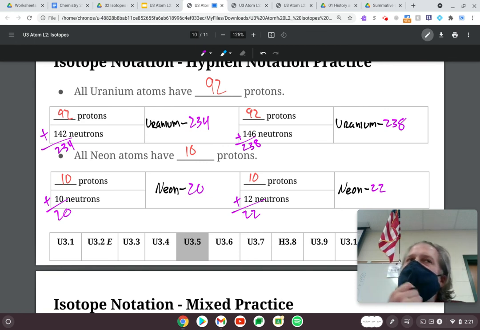Now, a common mistake that students make is that they will want to write, for example, Ne dash 20 or U dash 238. And when we're doing hyphen notation, you actually really do need to write the name and not just the symbols. Okay?